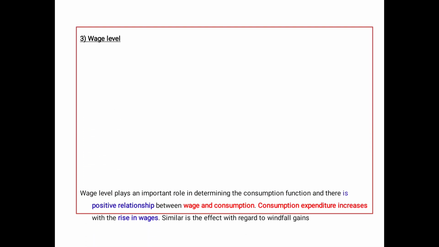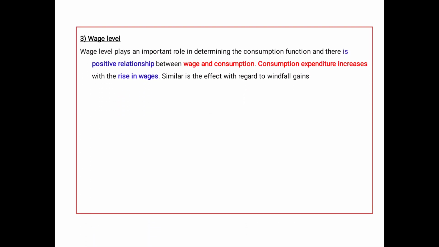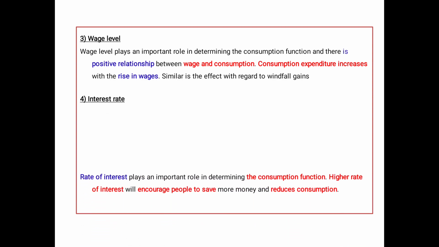The next one we are going to see about is the wage level. The wage is not the same for everyone. So wage plays a very important role in consumption function. So expenditure will rise if your income rises or the wages rise. If it does not rise, there will be a downward fall.